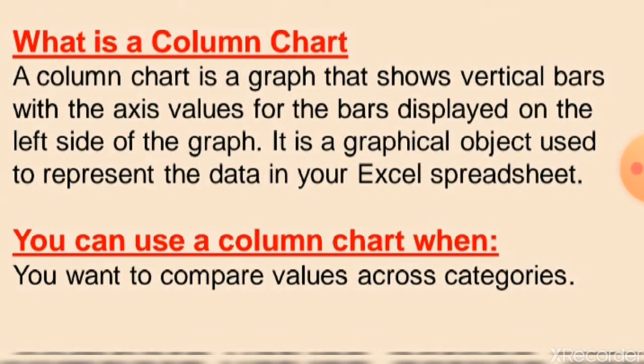Now I will explain what a column chart is. A column chart is a graph that shows vertical bars with the axis values for the bars displayed on the left side of the graph. It is a graphical object used to represent the data in your Excel spreadsheet. Now I will explain where you can use a column chart. You can use a column chart when you want to compare values across categories.